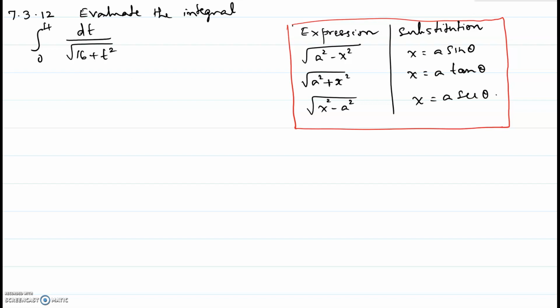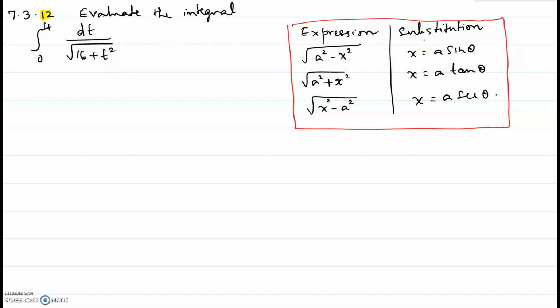Hi, in this video, I will be showing you problem number 12 of chapter 7, section 3. Evaluate the integral from 0 through 4 of dt over the square root of 16 plus t squared.